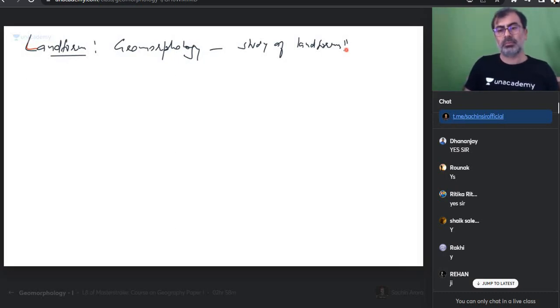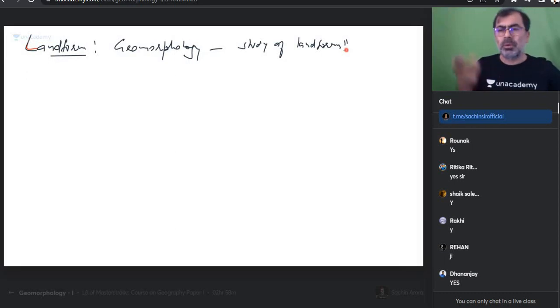कैसे? तो स्टडी करना था तो कैसे करें? So there were people who were trying endogenetic, exogenetic, and all that. And here, an American geographer, William Morris Davis, he's a geomorphologist, an American geomorphologist.